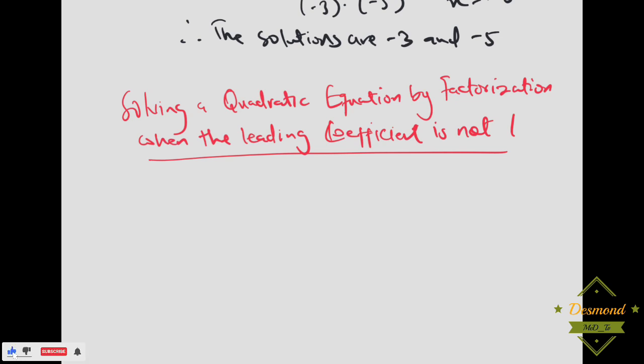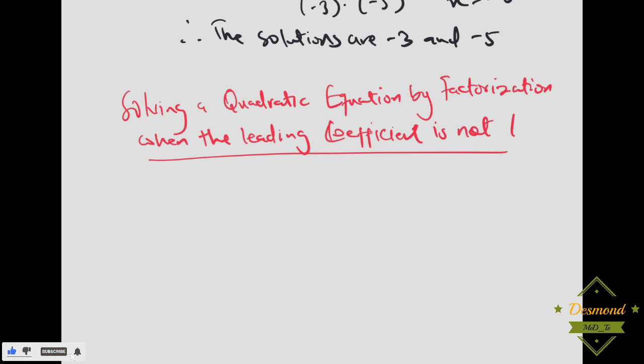So let's talk about that. Now, when the leading coefficient is not 1, we factor a quadratic equation using the method called grouping. We've covered the grouping method of factorization in our previous video. If you haven't watched that, I'd encourage you to go back and watch how to factor by grouping, which requires 4 terms. With the equation in the standard form, let's review the grouping procedure.